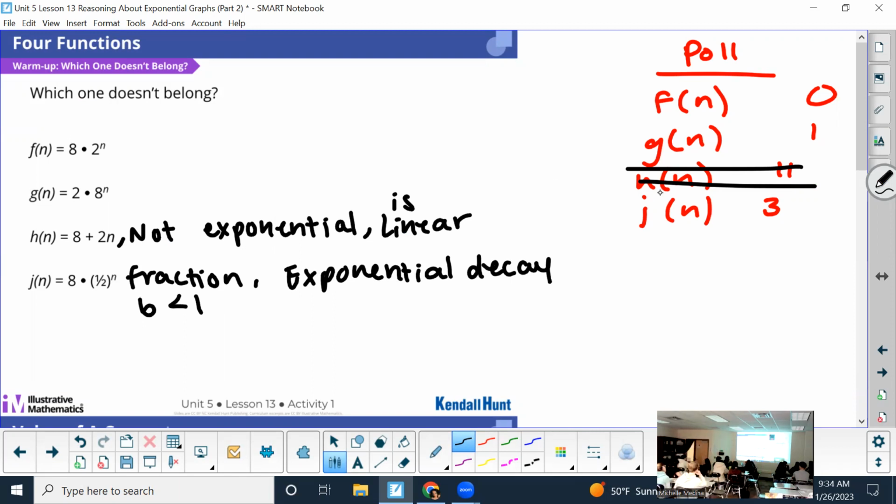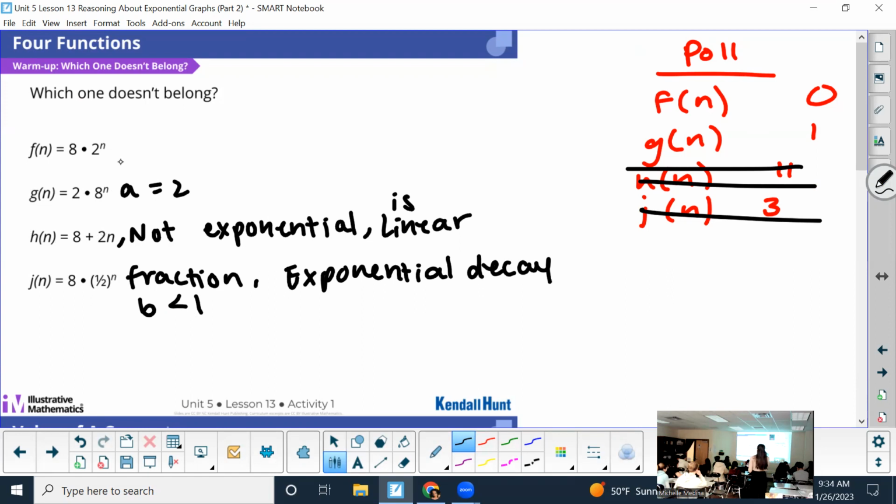All right. So G of N, why do you think G of N doesn't belong? Only one that has A as 2. All the other ones have A as what? Good. Even the linear one, its starting amount is 8. So your y-intercept is your starting amount, also your A for exponential.